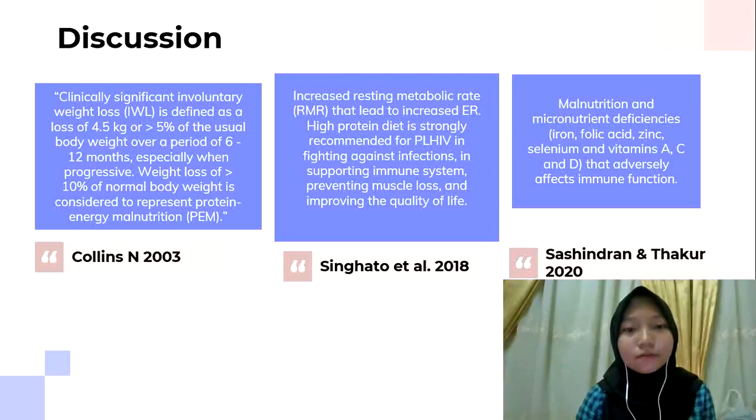And for the next one, the increased resting metabolic rate, RMR, leads to increased energy requirement, and a high protein diet is strongly recommended for patients living with HIV to fight their infections and to support their immune system and to prevent muscle loss and also improve their quality of life. And then patients with HIV are also related to malnutrition and micronutrient deficiencies such as iron, folic acid, zinc, selenium, and vitamins such as vitamin A, C, and D that affect the immune system also.